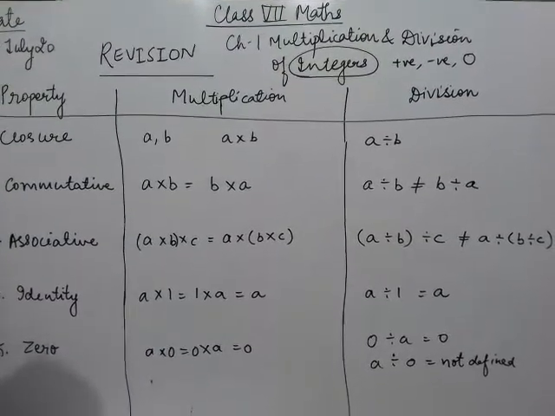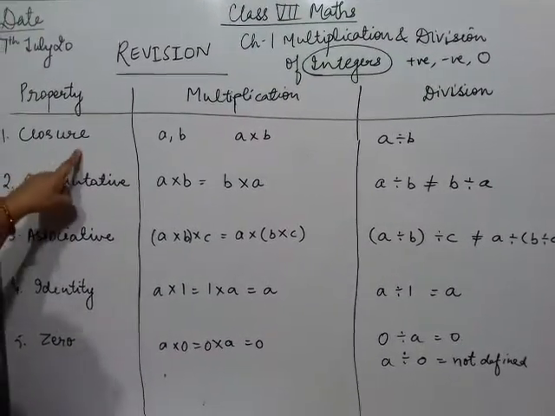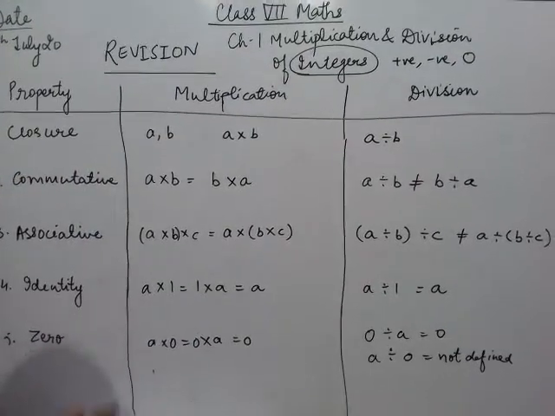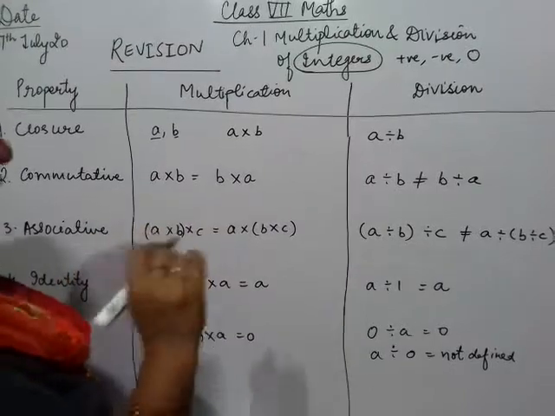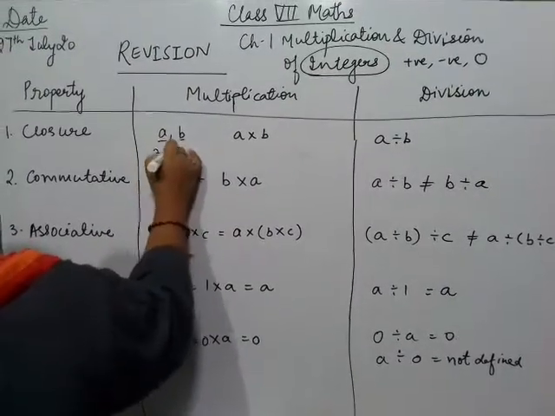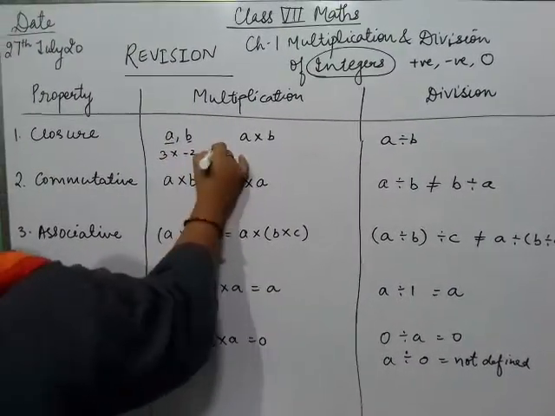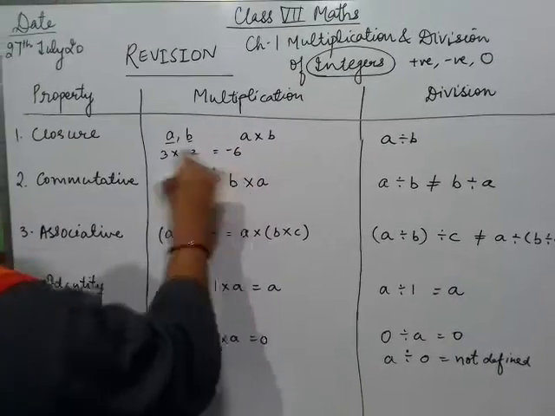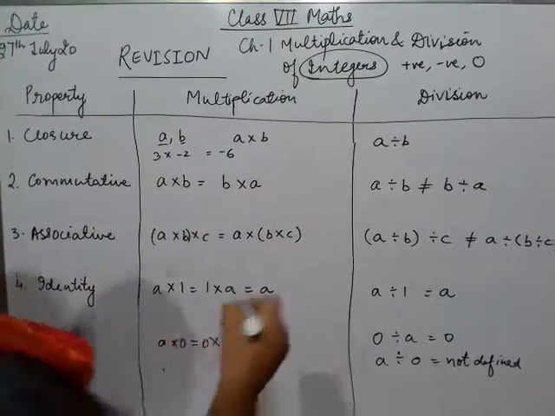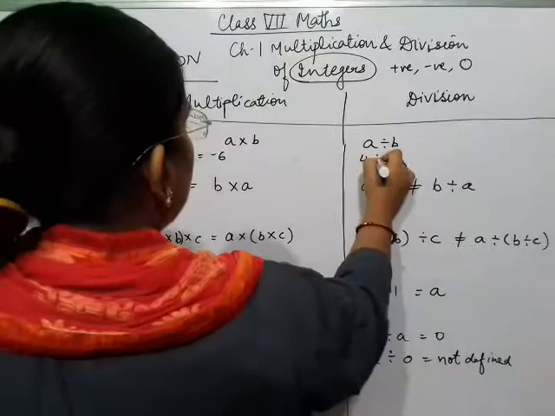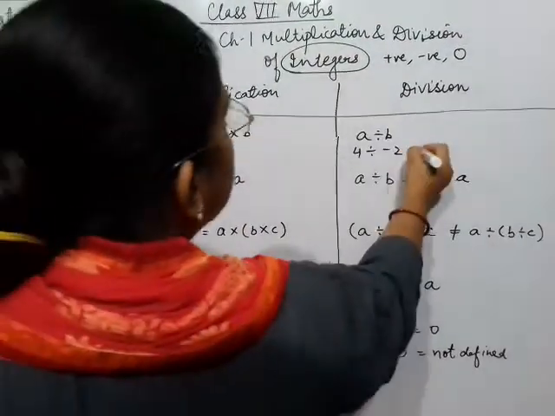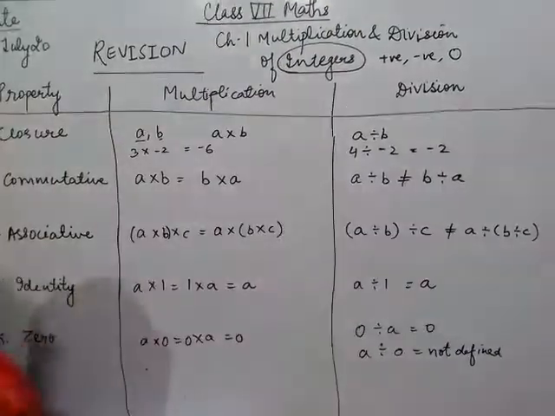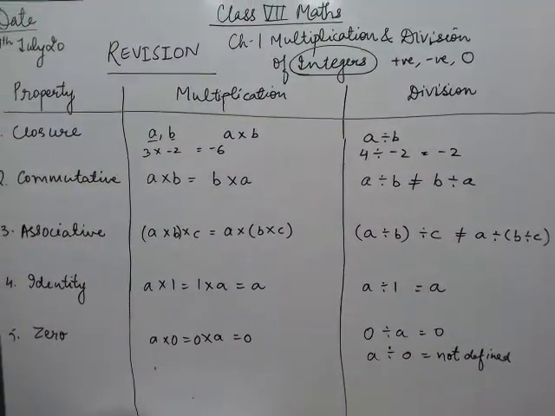Next we have the properties. First let us have the closure property, which says that if I have two non-zero integers a and b, like for example 3 into -2, then their multiplication result is also an integer. Similarly, if I have 4 and -2, the two non-zero integers, and their division is there, then also I get an integer. So this is the closure property.